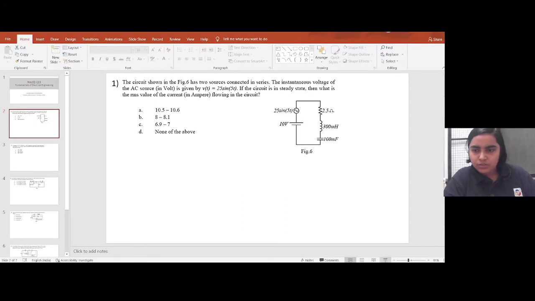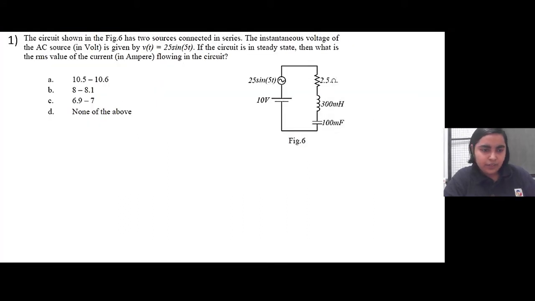So we were talking about this circuit as shown here. It has one DC voltage source and one AC voltage source, and they are connected in series with a resistance, inductor, and a capacitor. It is said that if the circuit is in steady state, what is the RMS value of current in ampere flowing through the circuit?